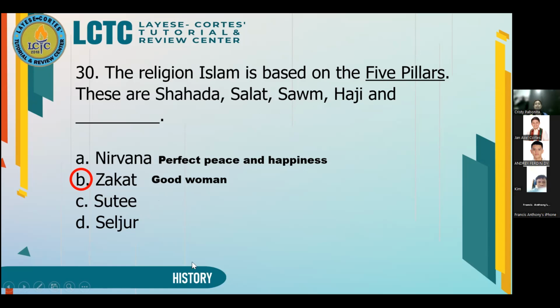Seljur is a non-existent word. I don't know why they added Seljur. Okay. So, it's only Nirvana, Zakat, and sutay that are related to history. So, Zakat is the 5th pillar that is needed. There is a blank. Alright. So, 31. And again, just to clarify, the good woman belongs to sutay. Okay? Sutay is for good woman.